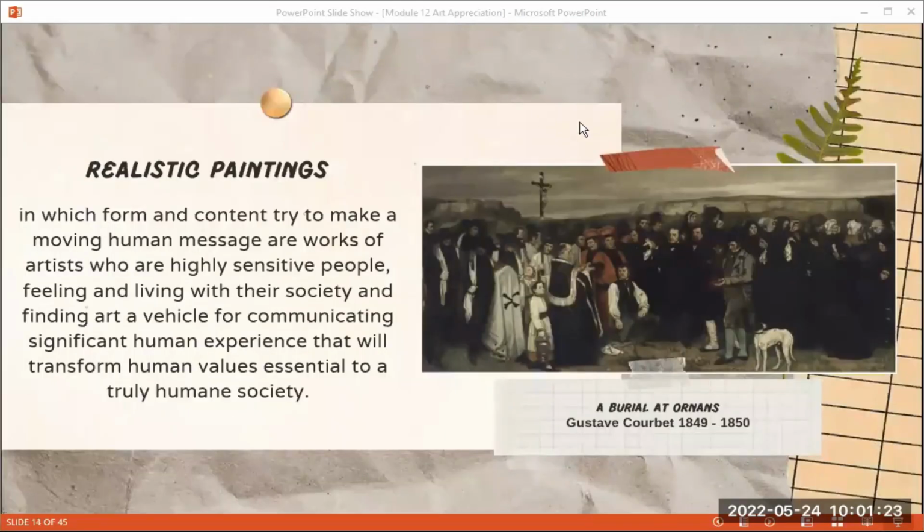Now, in realistic paintings, form and content try to make a moving human message. They are works of artists who are highly sensitive people, feeling and living with their society, and finding art a vehicle for communicating significant human experience that will transform human values essential to a truly humane society. Another painting created by Gustave Courbet, in 1849 to 1850, is A Burial at Ornans.